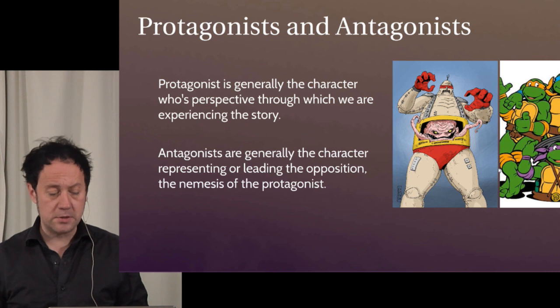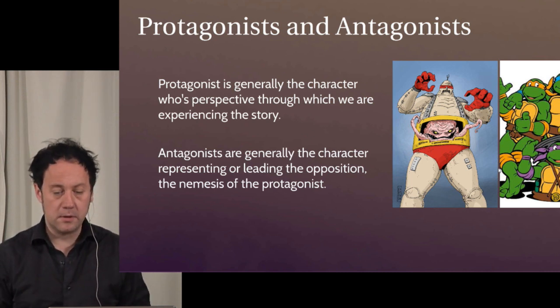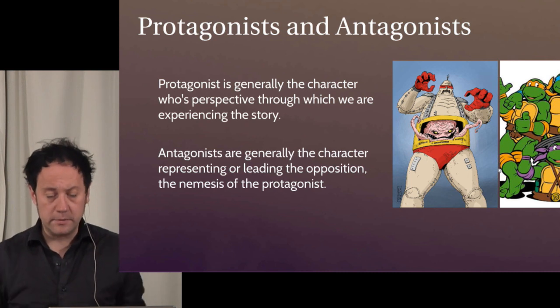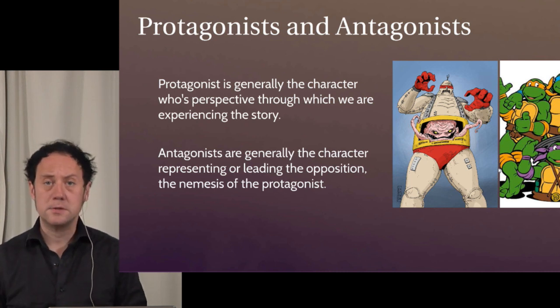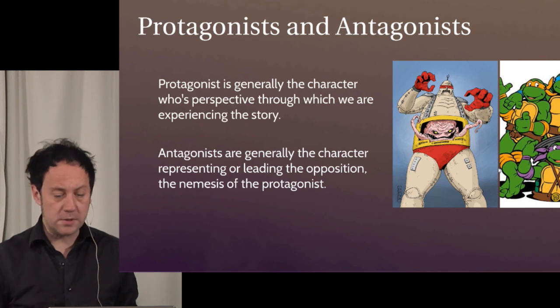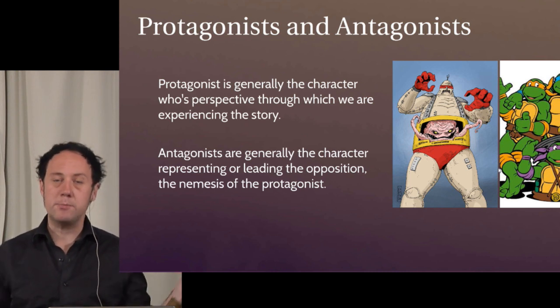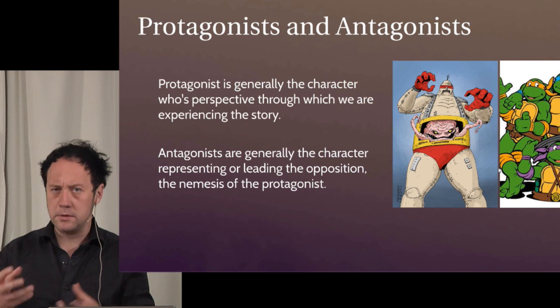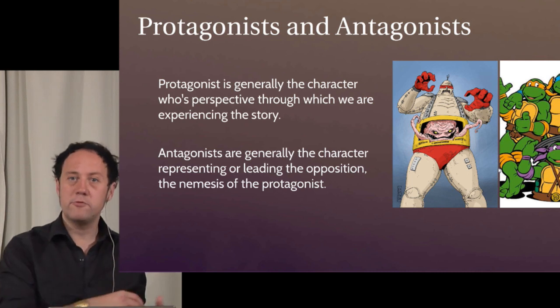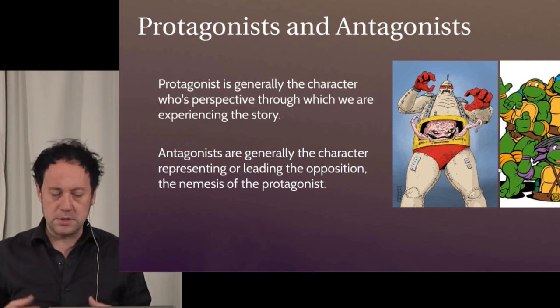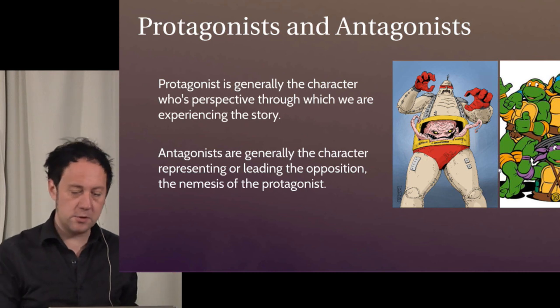The antagonists are generally the opposition, the final boss, and in this example, the Teenage Mutant Ninja Turtles are heroes, and Krang is the sort of big bad, or Shredder is basically the final boss, but Krang is even more final than Shredder. So Krang is the big bad hiding behind the Shredder.